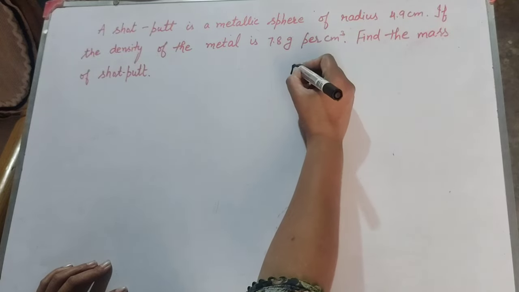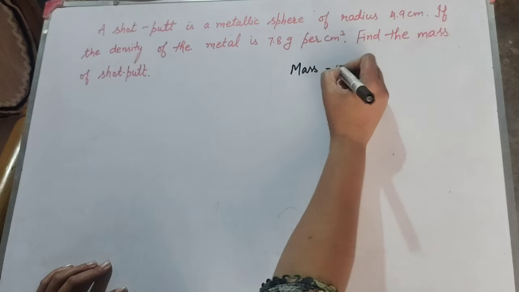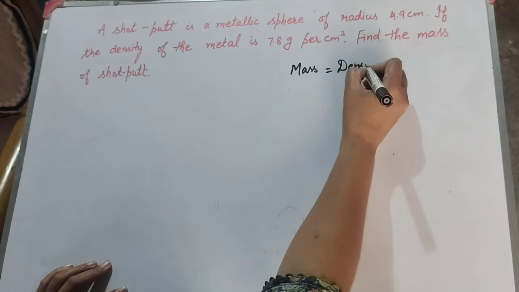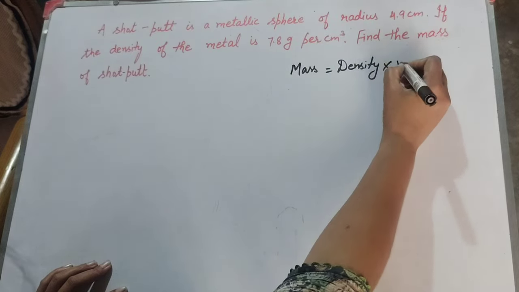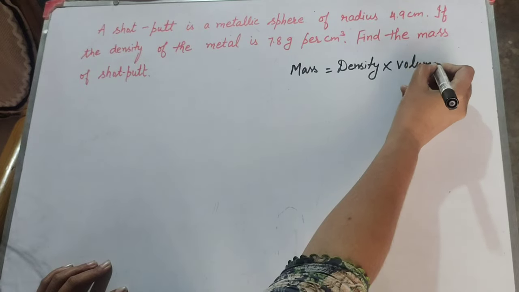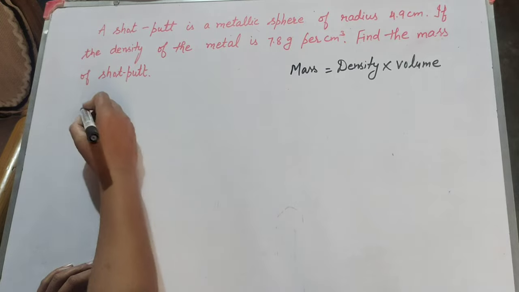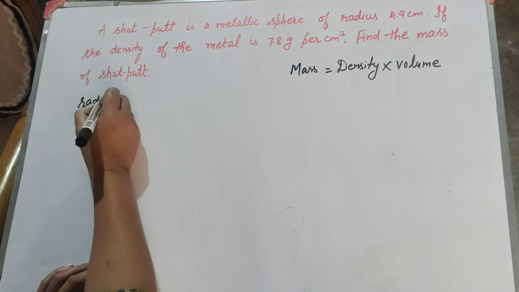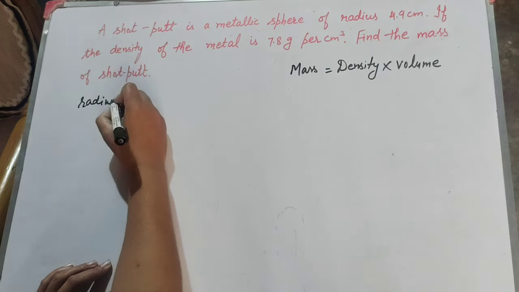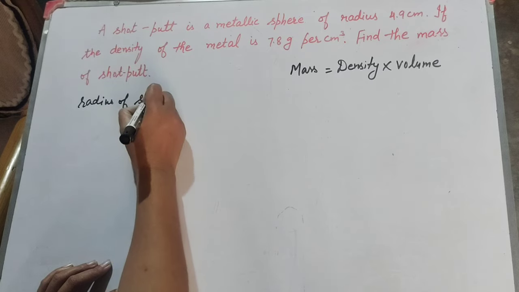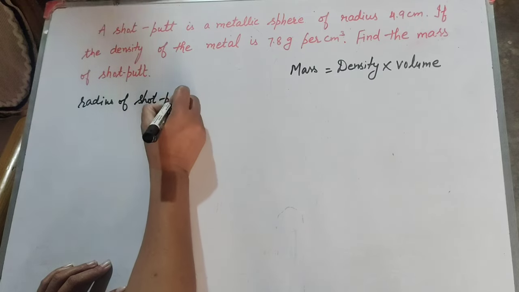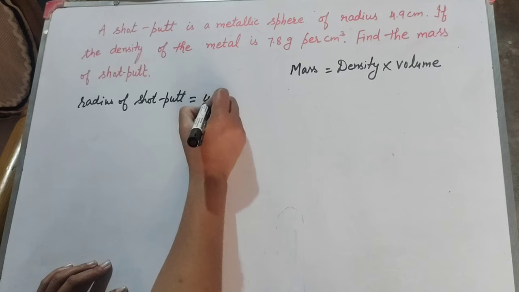So we know the formula to find mass. It is equal to density multiplied by volume. Density is given, but first we need to find its volume. So given is the radius of the shot put. Shot put is in the form of a sphere. So the radius of the shot put is equal to 4.9 cm.